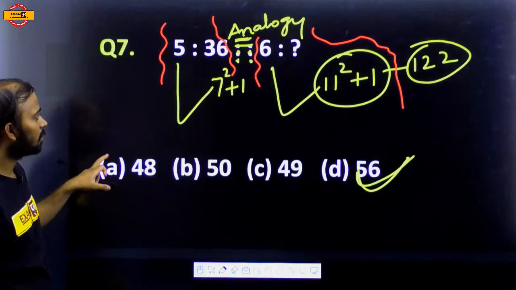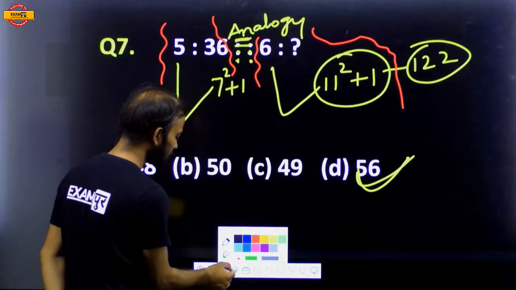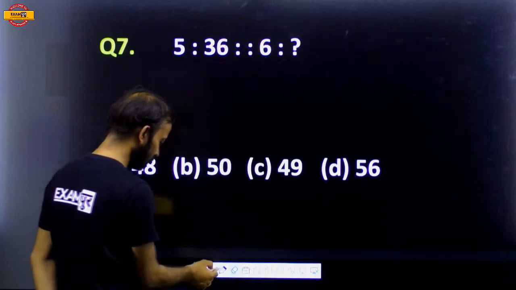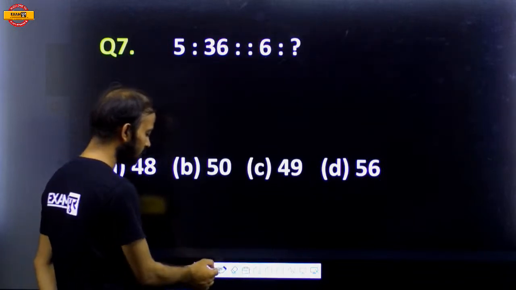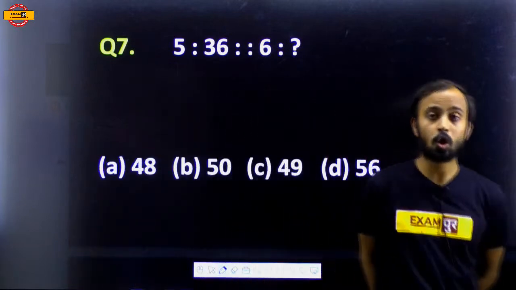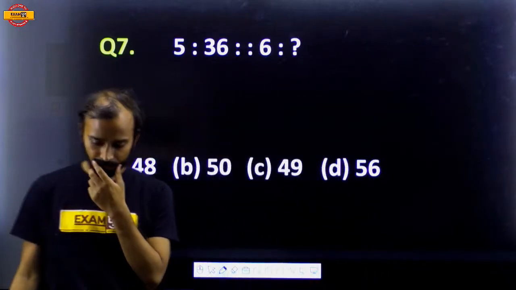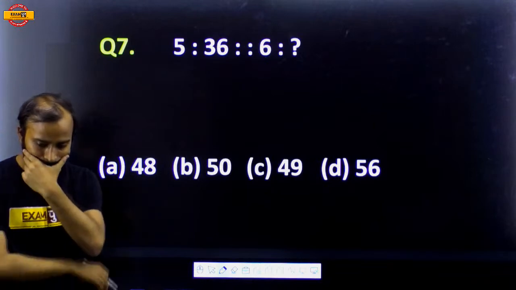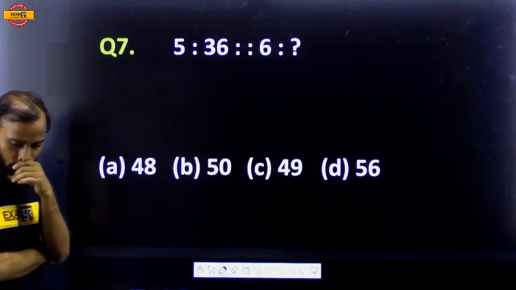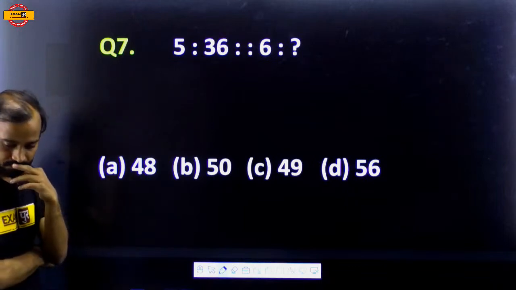Next one, what will be the answer of question number 7? Please do it fast. Please be quick. Find out the answer. What will be the answer of the given question? It's also related to square and cubes. 5 is related to 36. Then 6 is related to what? Thank you. D will be the answer.